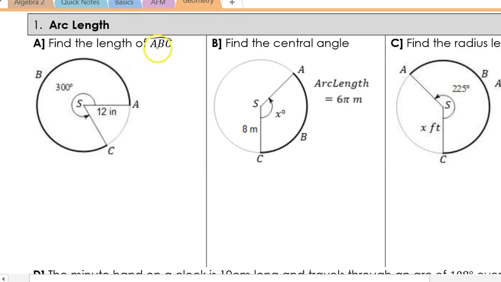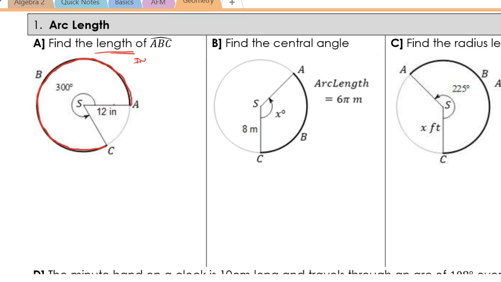Question number 1, find the length of ABC. So I want to find the length of ABC, which is I want to figure out what this distance is on the outside of the circle, the actual real distance. Now, this 300 degrees inside on my central angle, we know that this arc is also 300 degrees, but I want the actual length, and I want the length in inches here, because my radius is given in inches, not 300 degrees, the degree measurement.